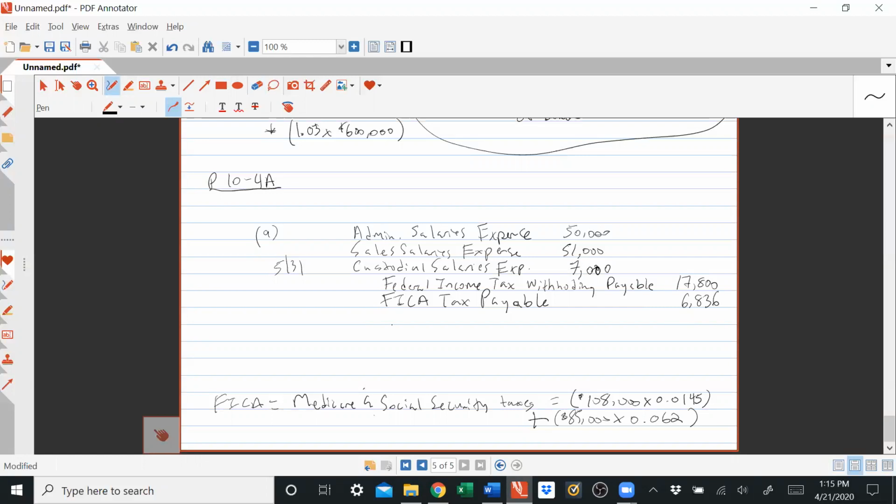And then the remaining amount is an amount they owe their employees. So these 2 amounts are amounts out of their employees' salaries that have to be turned over to the government. And the rest is what they give their employees: payroll payable, or wages payable, or salaries payable, if you want to call it that. So the difference between 108,000 and these amounts together is 83,364.